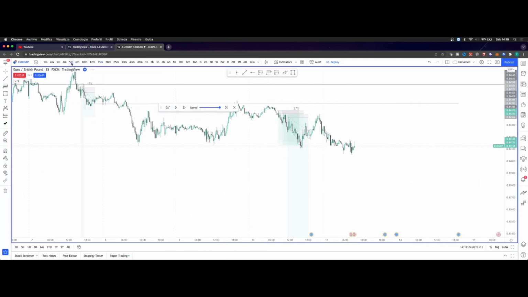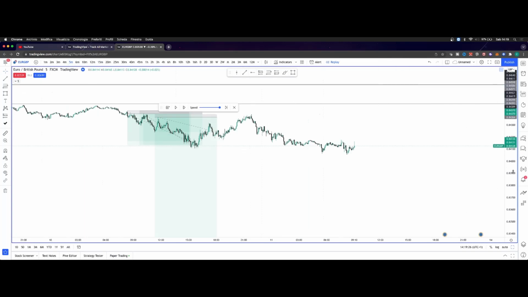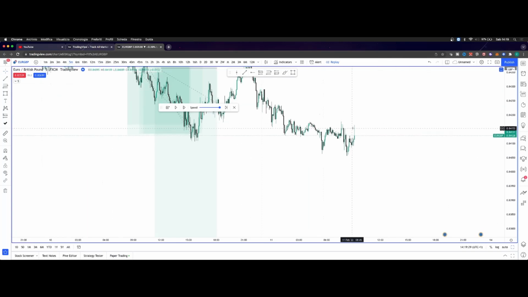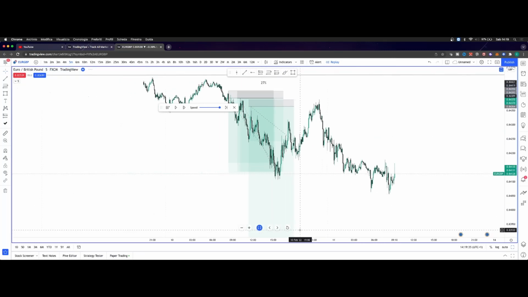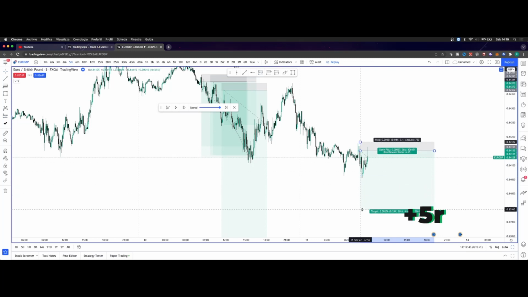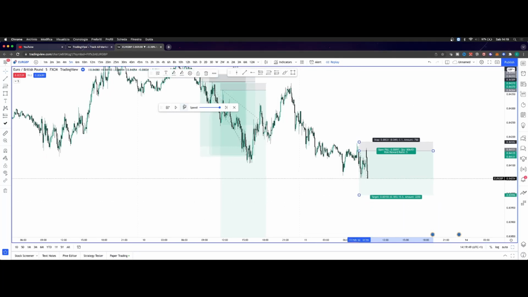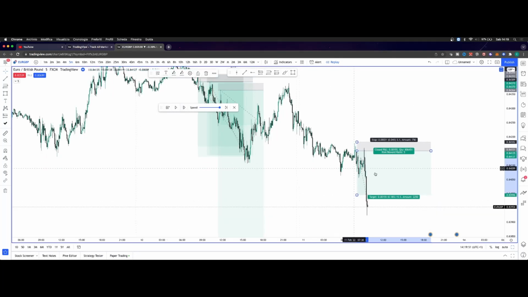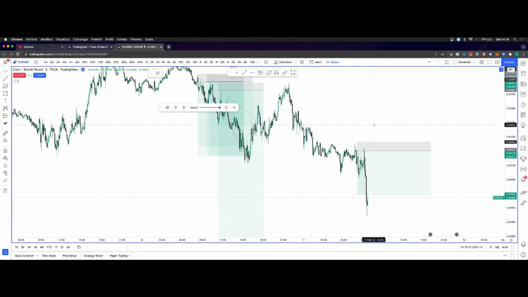Okay, just to be honest with you, probably I would take this trade. There is something wrong with this trade, honestly, but because I want to be completely transparent with this experiment, I would like to take this trade. Let's see what's gonna happen. Okay, cool. Nice. 5R.